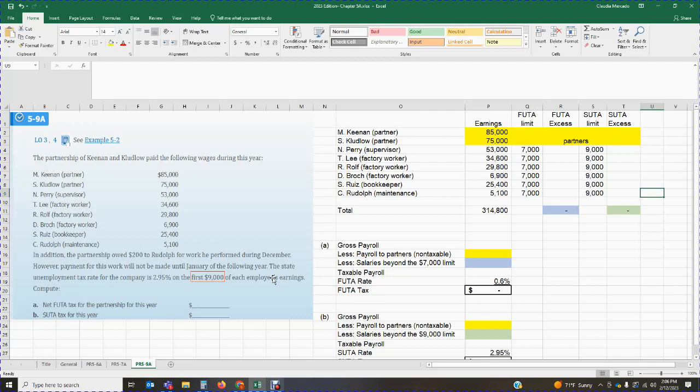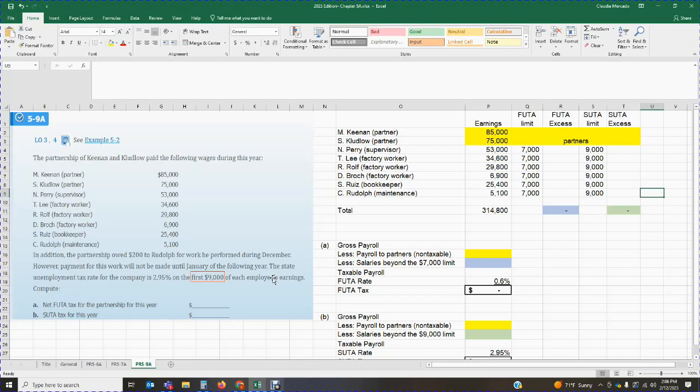The state unemployment tax rate for the company is 2.95% on the first $9,000 of each employee's earnings. We're being asked to compute the net FUTA tax for the partnership for this year and the SUTA tax for this year. So we have a whole bunch of employees, and we have to figure out the FUTA and SUTA tax.